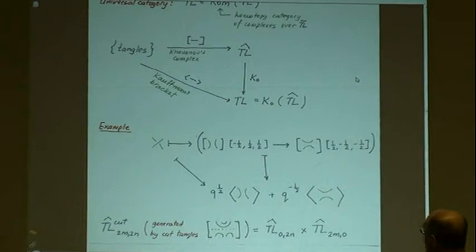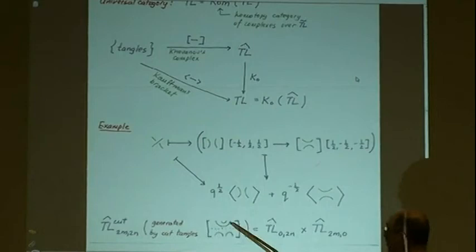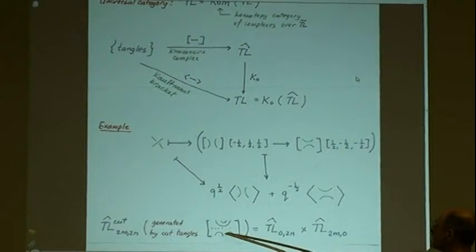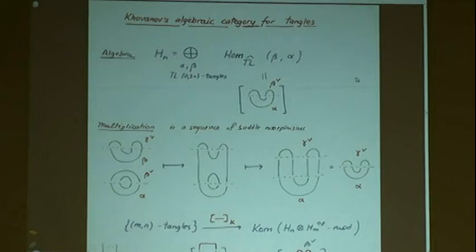And just a quick comment, we'll also be using the category of split tangles, which is the universal version generated by split tangles. It's a cross product of the category of crossingless matchings up and down. So we'll also use this one. This has already been explained here.